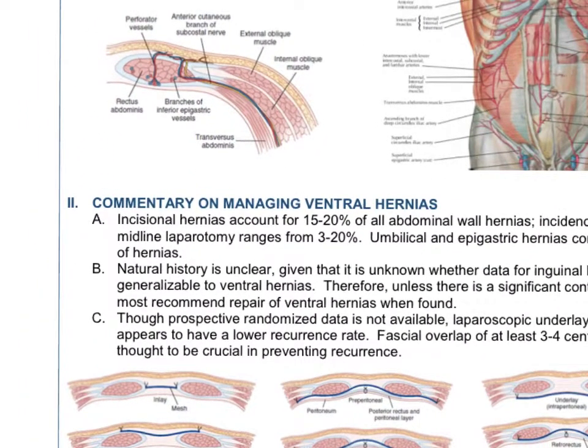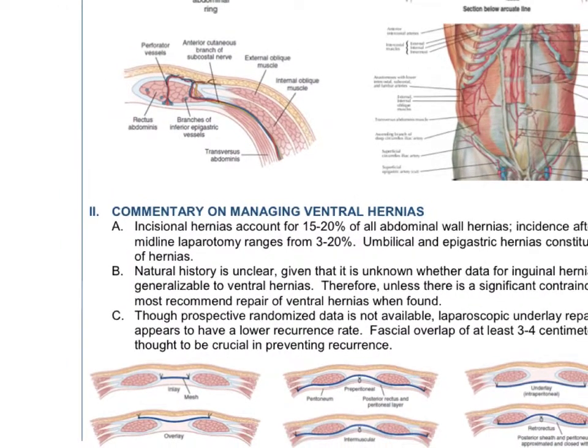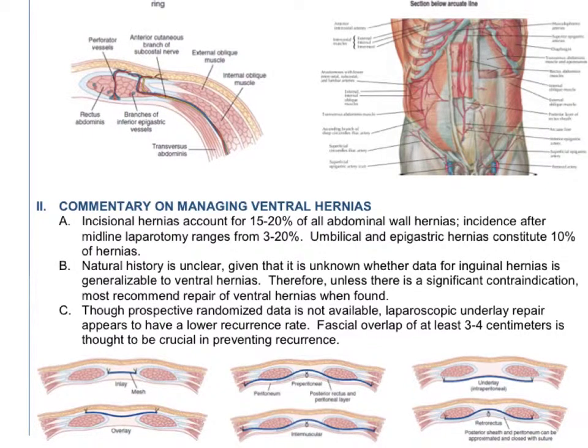Incisional hernias account for a significant portion of all abdominal wall hernias, and these are acquired hernias generally after some sort of incision. After midline laparotomy, the incidence is certainly not insignificant by any means. The natural history of ventral hernias isn't quite clear. We have data for inguinal hernias, but it's unclear whether you can apply that to the ventral hernia realm.